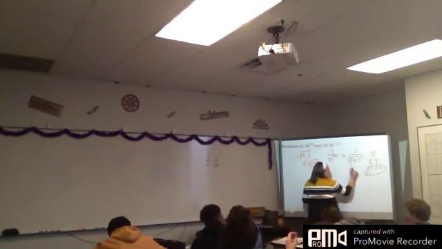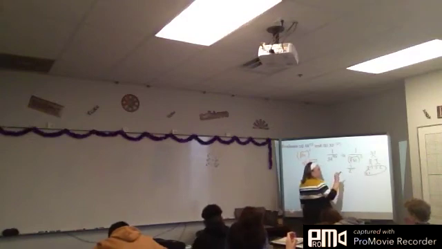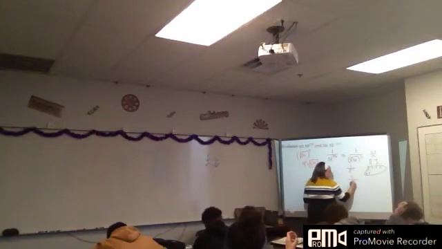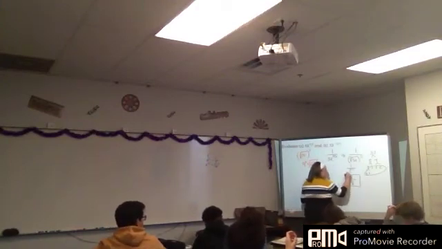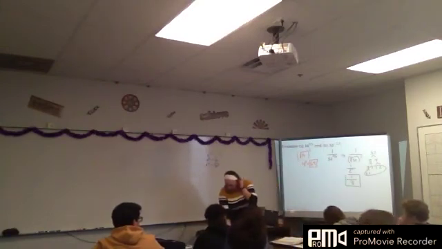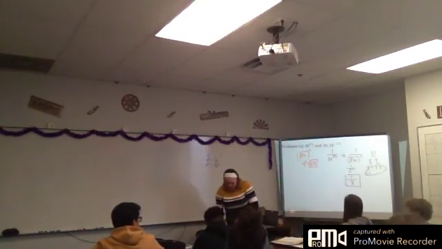I get 1 over 2 cubed. What's 2 cubed? 2 times 2 times 2. 8. So my answer is 1/8. I was thinking 2 times 2 is 4, and then 4 times 4 is 16. I know what you were thinking.